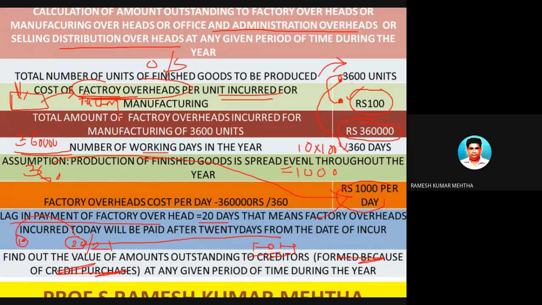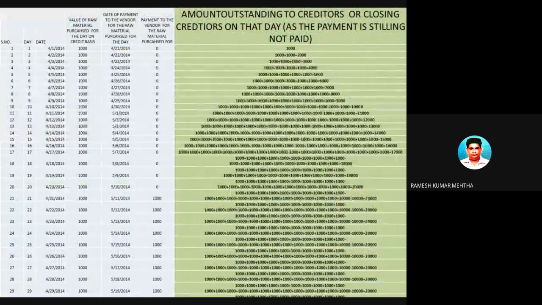Okay. So this is a pyramidal presentation of the amount of money outstanding. Sorry, these headings you can change. I have not forgotten to change them. So, factory overheads at any given period of time.